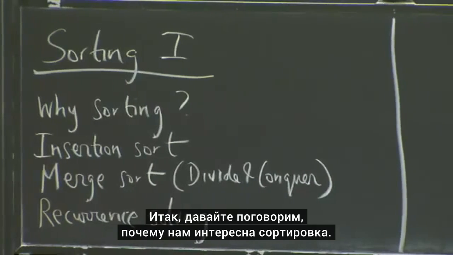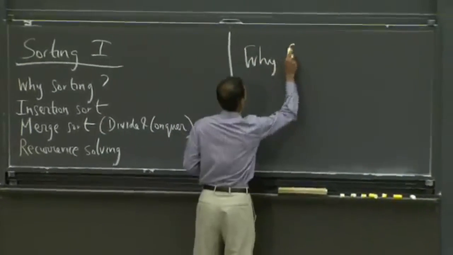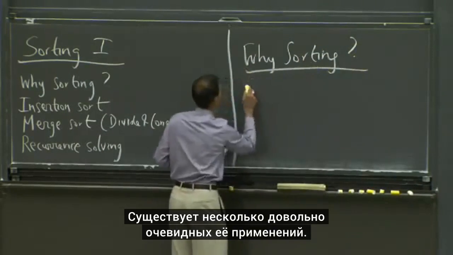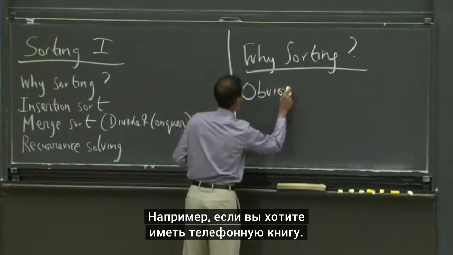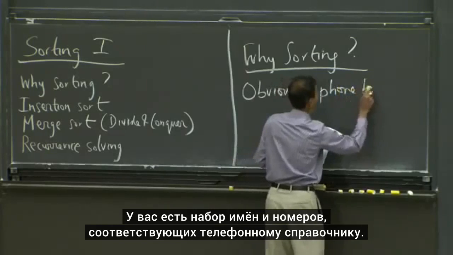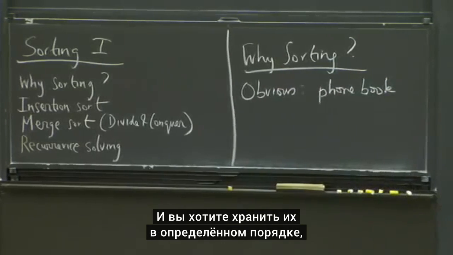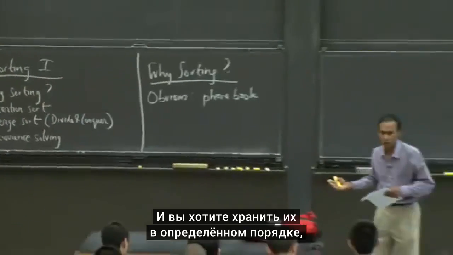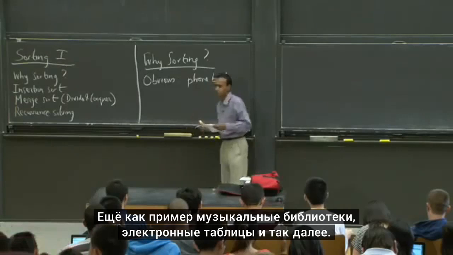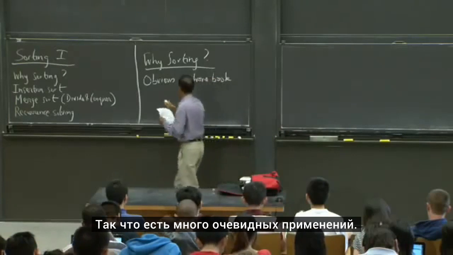So let's talk about why we're interested in sorting. Now, there's some fairly obvious applications, like if you want to maintain a phone book, you got a bunch of names and numbers corresponding to a telephone directory, and you want to keep them in sorted order so it's easy to search. MP3 organizers, spreadsheets, etc. So there's lots of obvious applications.